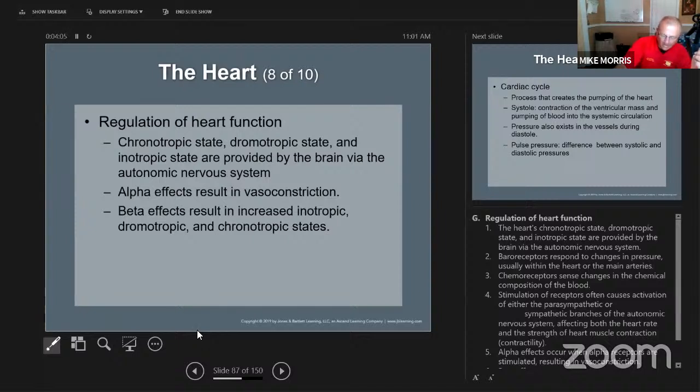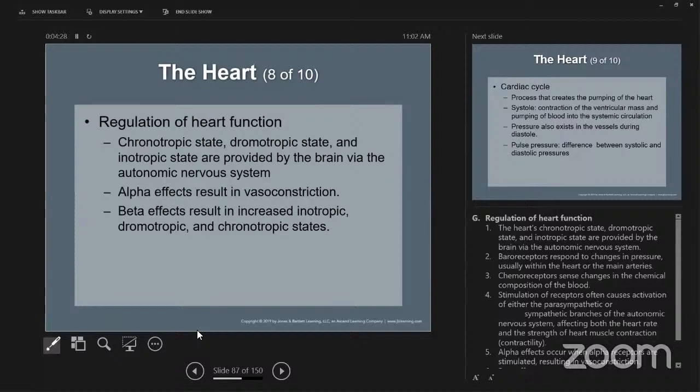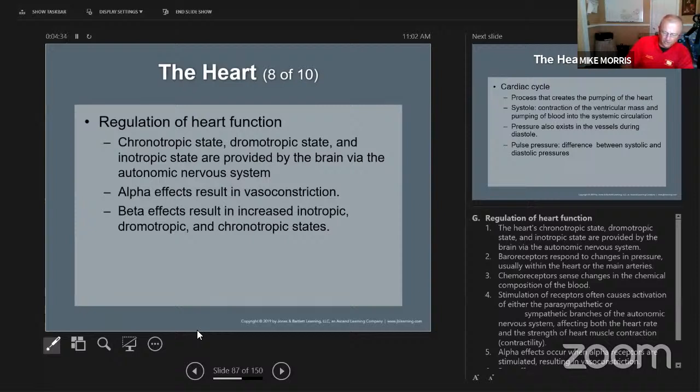And then when you look at inotropic, that's going to have not just the contractions of the ventricles, but the strength of the contraction. So does that make sense to everybody? Do I need to go back over that again? Can you say dromotropic one more time? Sure. So dromotropic is talking about the control of the rate of the electrical conduction.